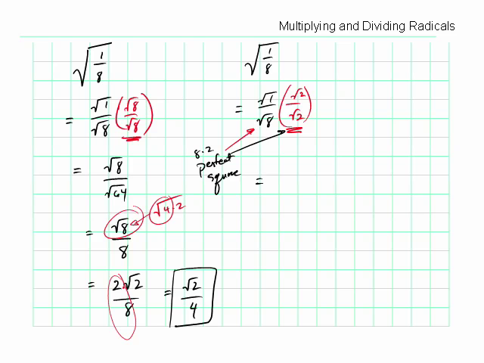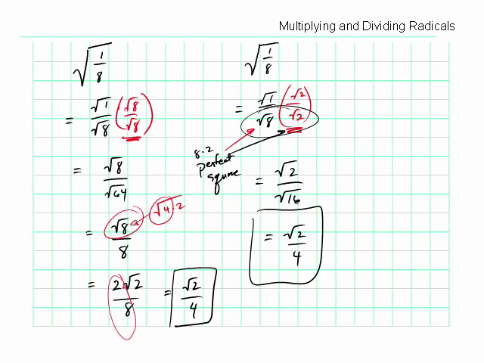If I do this, in the numerator we have the square root of 2. In the denominator we have the square root of 16. And the square root of 16 is 4, and so we got square root 2 over 4. Notice how this method was a bit faster, but you had to figure out here that I had to multiply the 8 by 2 to create a perfect square.